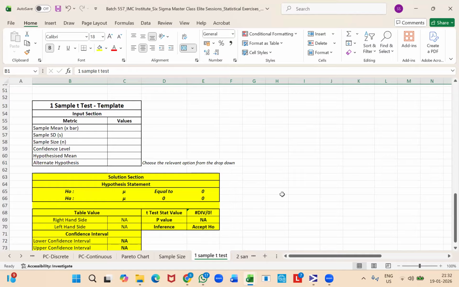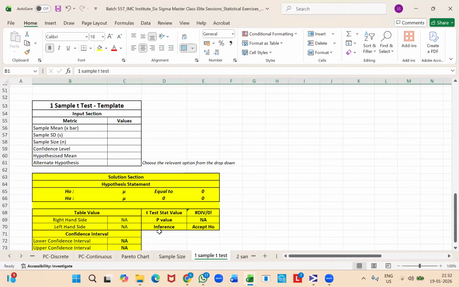In Minitab, they will stop with providing the p-value. Then we need to come up with the final inference based on the criteria that we discussed just now. But in this template, we'll not only have the p-value, but also the final inference. So you don't have to really remember the criteria logic that you need to apply for taking a decision. It will automatically change.